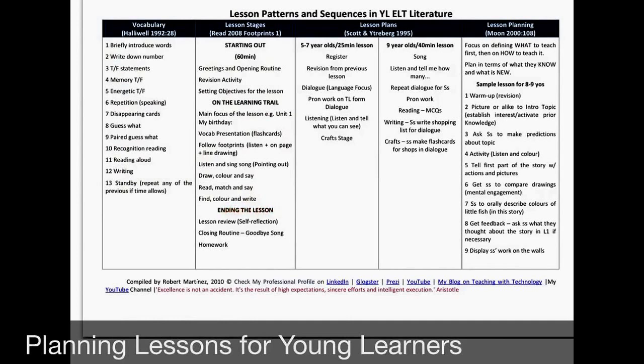Now, ending the lesson with a quick review, self-reflection, then the routine closing, which is usually a goodbye song, which changes throughout the book, and then homework. Those are the stages suggested.